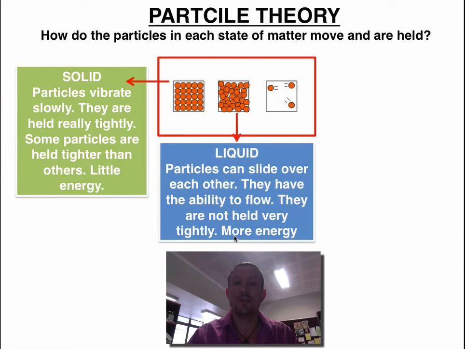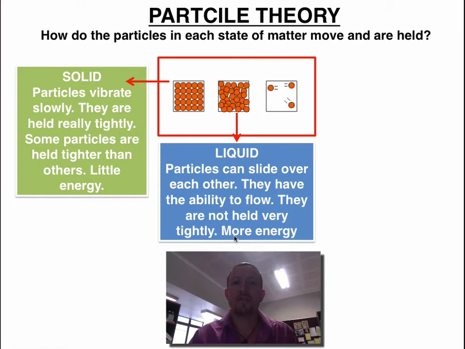Now the liquids have the ability to slide over because these bonds are fairly elastic. They have the ability to pull apart, and it's because the energy within the particles is a lot greater. They're really vibrating a lot and they're bouncing into their particles and they're spreading out. So they have the ability to slide over each other, which gives this liquid the fluid movement. So they've got more energy than a solid, but they are not at the point yet where they can go off in their own free way.